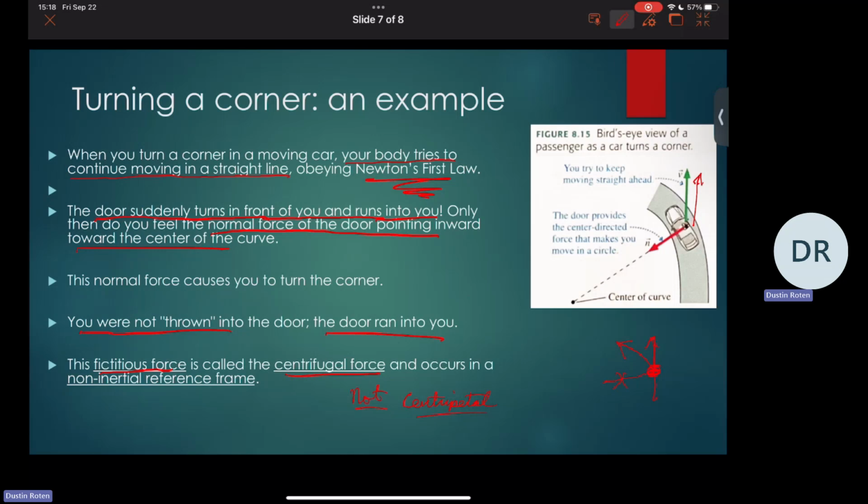So this centrifugal force essentially occurs in a non-inertial reference frame. Because this happens, the thing you feel is in the reference frame of the car. So this is in the frame of the car.